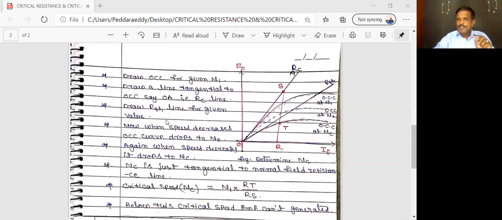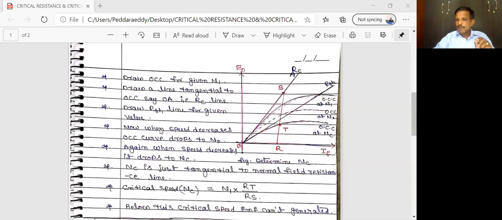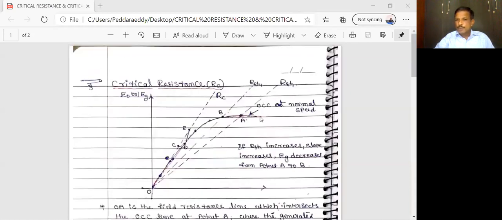So it is very easy to draw the diagram. First we are going to draw the OCC curve, and based on the RSH value, we are going to draw the RSH line. The point where the RSH line touches the OCC curve is the maximum point, so that is named A.